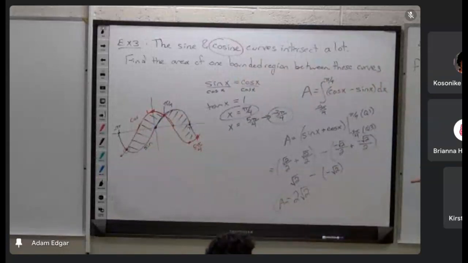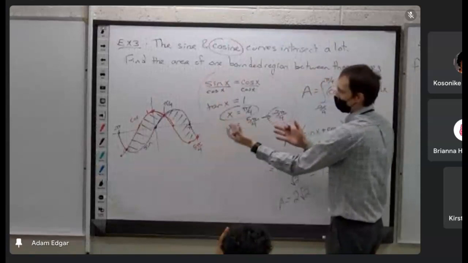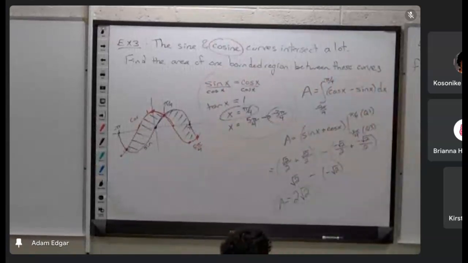Comments, follow up on example 3? So what makes this one harder is all this stuff where we have to figure out, okay, what are the bounds of integration going to be? Is that dealing with trick ones? It's annoying.